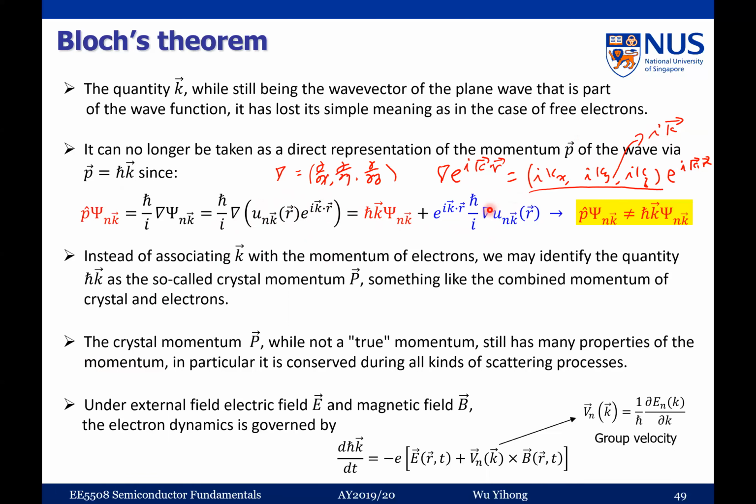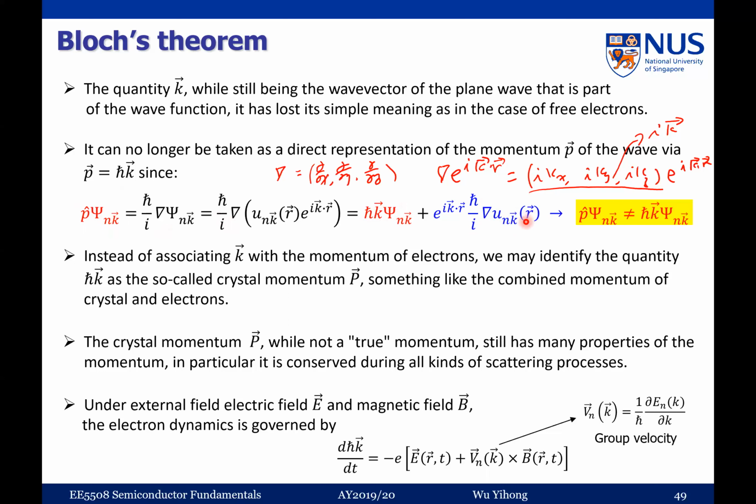So now, reversely, you can see that this p operator, the momentum operator acting on cosine, is not equal to this one, right? Because there's an additional term here. So only when this is 0, this term will be equal to this one, and in this case hk is the true momentum of the electron. So under this condition, this will be 0. This means that u will be constant.